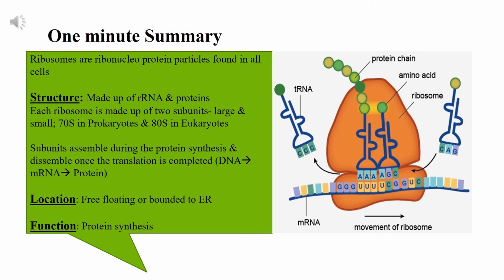Ribosomes are ribonucleoprotein particles found in abundance in all types of cells. Structurally, they are made up of RNA, ribosomal RNA to be precise, and proteins. Each ribosomal particle is made up of two subunits, the small and the large subunits. In the case of prokaryotes, it is known as the 70S ribosome, made up of 50S and 30S subunits. And in the case of eukaryotes, they are known as 80S ribosomes, made up of 60S and 40S subunits.